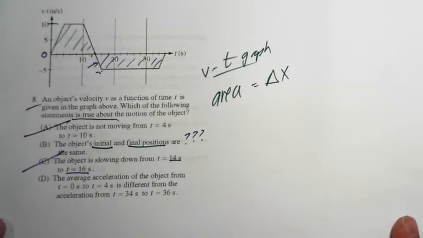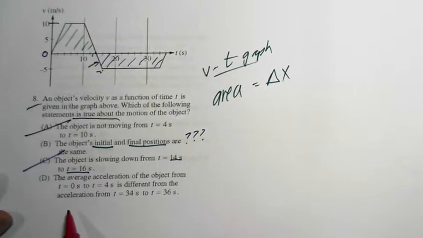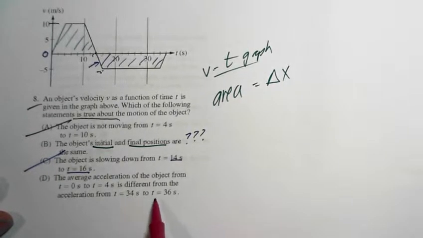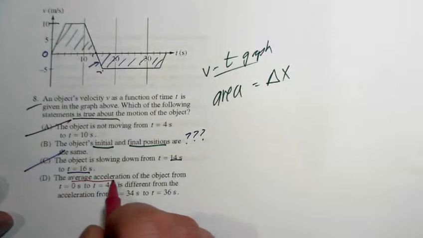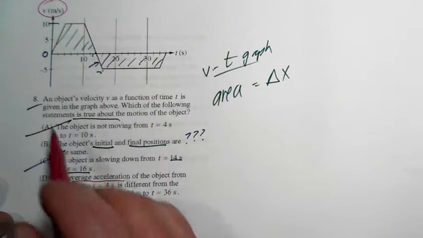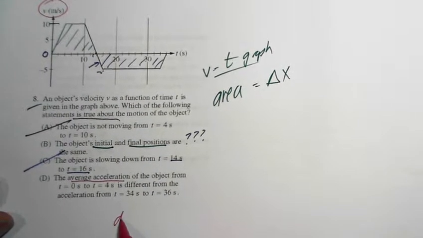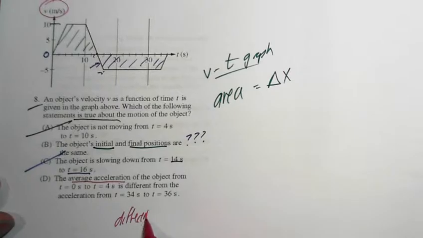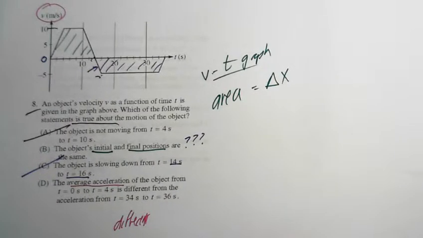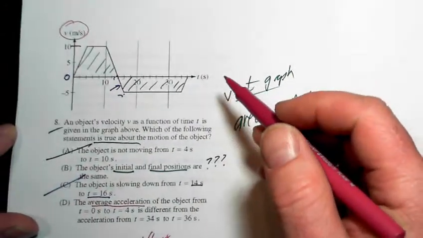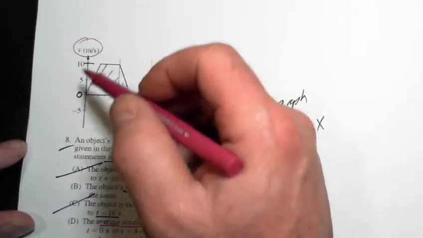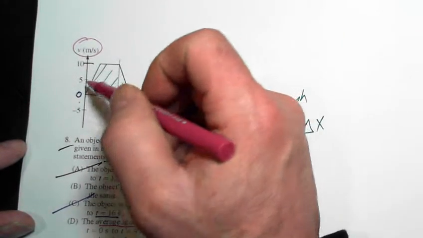Let's see if we can eliminate D. The average acceleration of the object from 0 to 4 seconds is different from the acceleration from 34 to 36 seconds. Different acceleration on a velocity versus time graph would mean different slopes. So what we're doing is we're looking at the slope from 0 to 4 seconds.